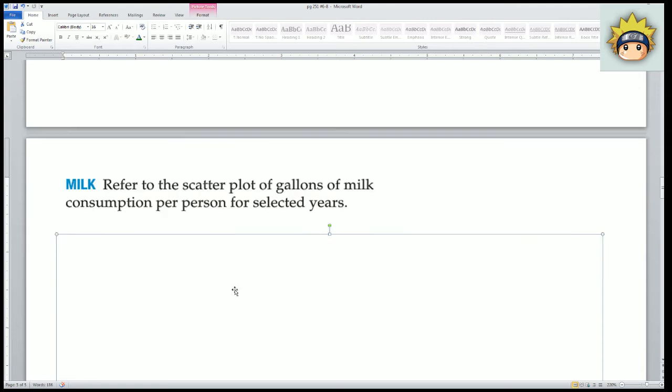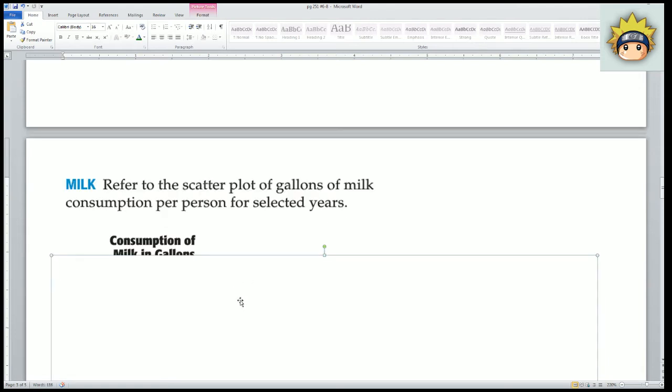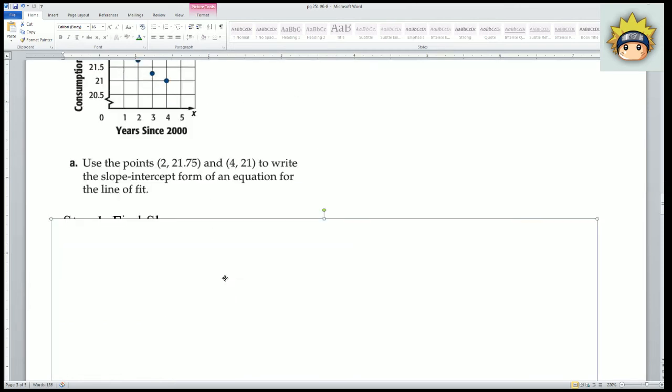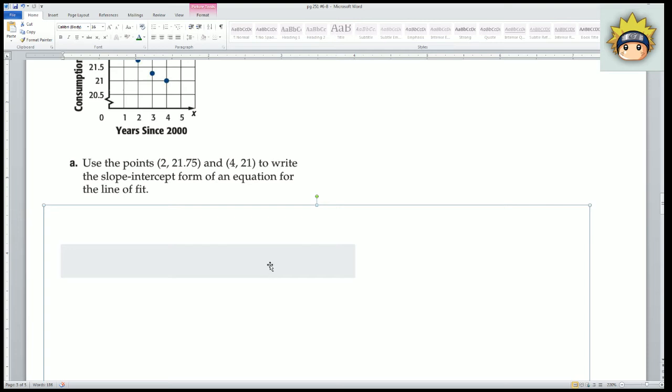Milk refers to the scatter plot of gallons of milk consumed per person for consecutive years. Here's the graph. On the x-axis, you have the years since 2000, and this is the consumption in gallons. So 0 would be the year 2000, 1 would be 2001, 2 would be 2002, 3 would be 2003, 4 would be 2004. Part A: use the points (2, 21.75) and (4, 21) to write the slope-intercept form of the equation for the line of best fit.